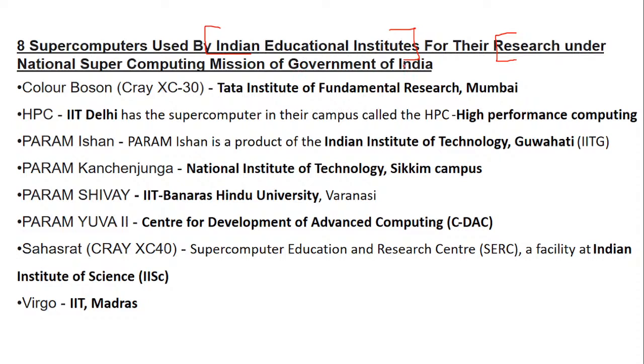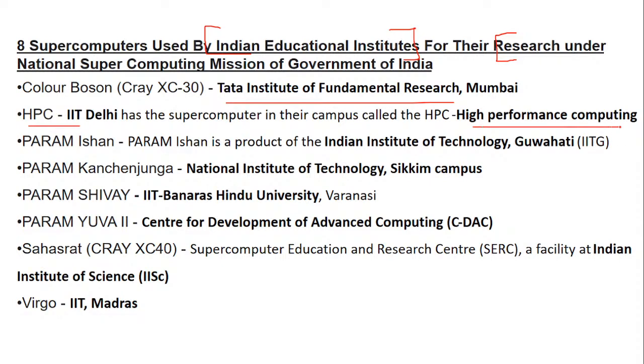Okay, so in case the question is not related to any computer, but asks who is the body under which, that is, research under National Supercomputing Mission of Government of India. So, as I said, if you have made a section for current affairs, please put it in that. Okay, so Param Boson, that is Cray XC30 by Tata Institute of Fundamental Research, Mumbai. HPC, that is IIT Delhi. The supercomputer in their campus is called HPC, that is high performance computing.